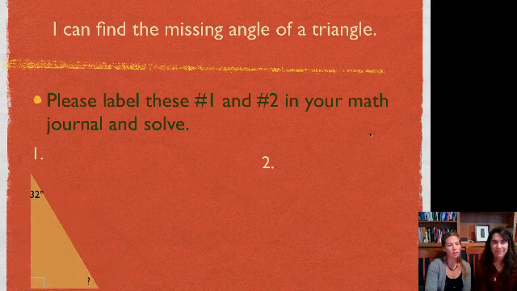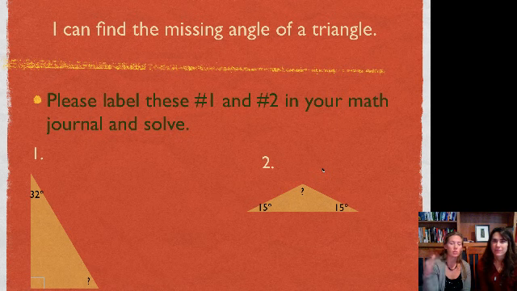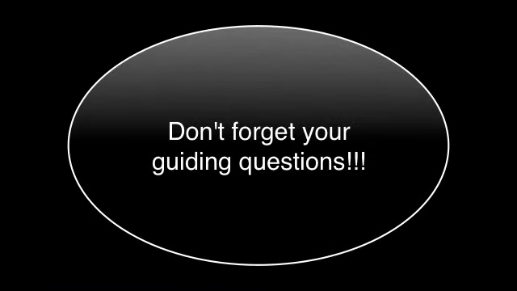So the first one, again, we have this little square corner here, and this angle measures 32. So what is this one? And 2, we have 15 and 15. So what is our missing angle here? So if you need to look back at the steps, just follow those steps and you will be able to figure it out. So in your journal, make sure you label 1 and 2, solve for those, and we will go over them with you tomorrow.